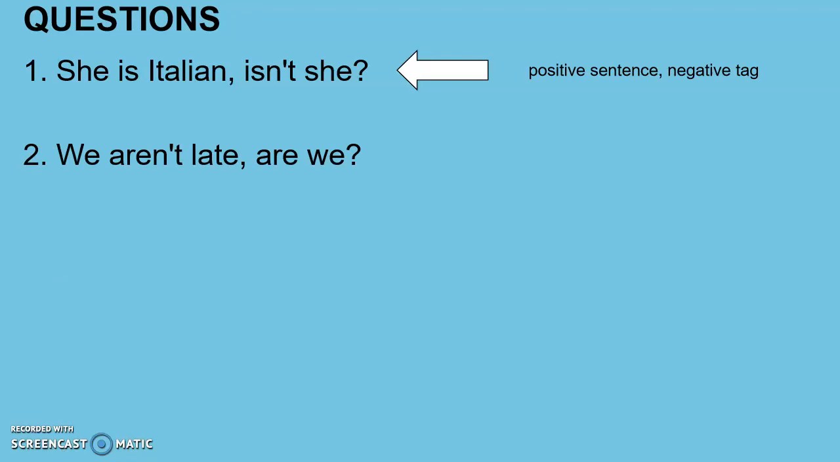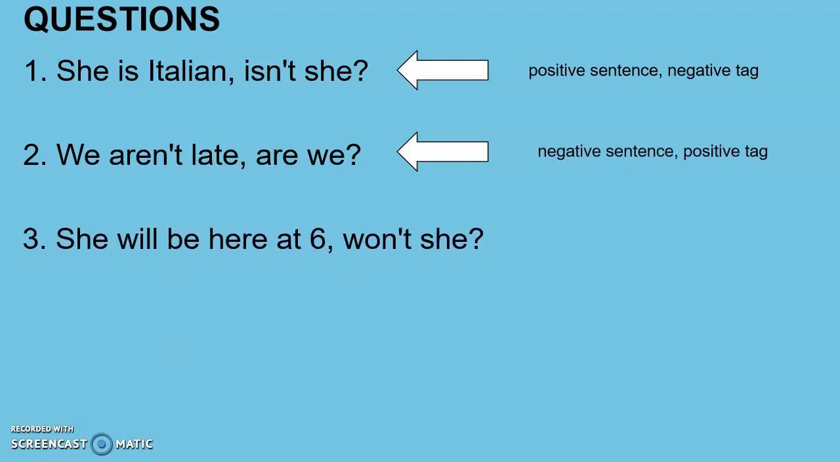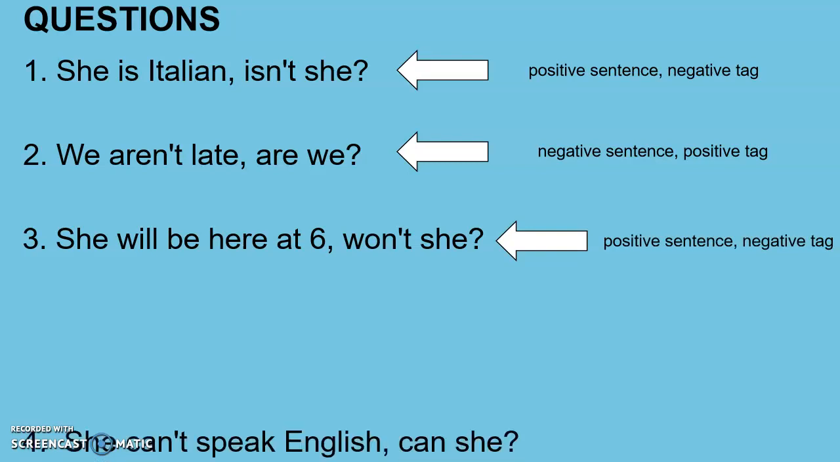Let's look at the second question. We aren't late, are we? The sentence has a negative tone to it, therefore the tag would be positive. Next example. She will be here at 6, won't she? Now looking at the question tag here, we are quite clear at this point of time that since the sentence is positive, the tag would be negative.